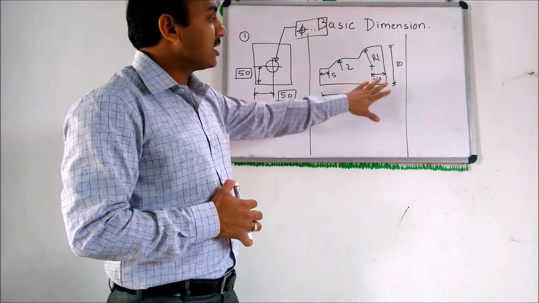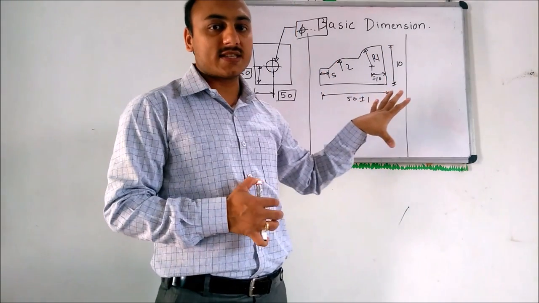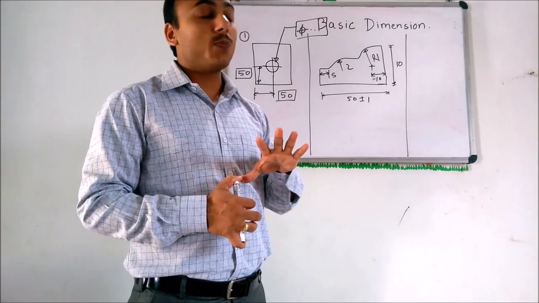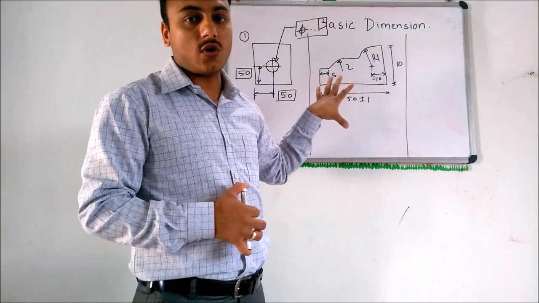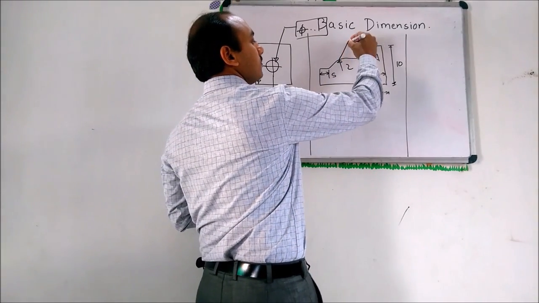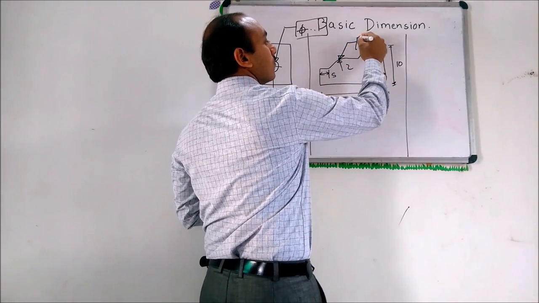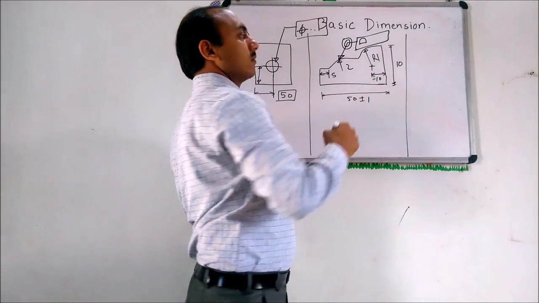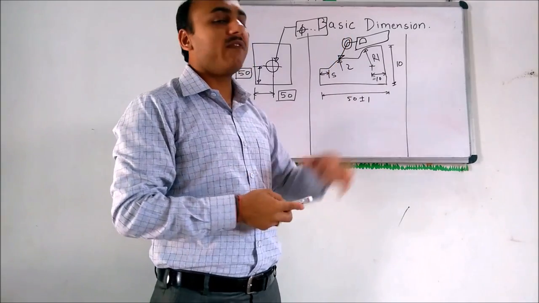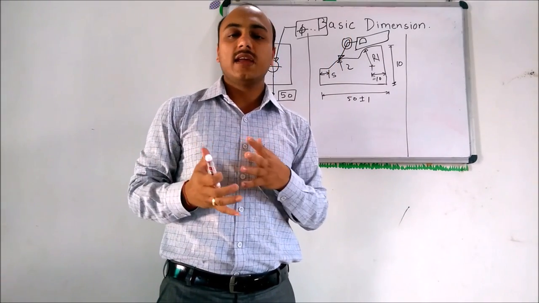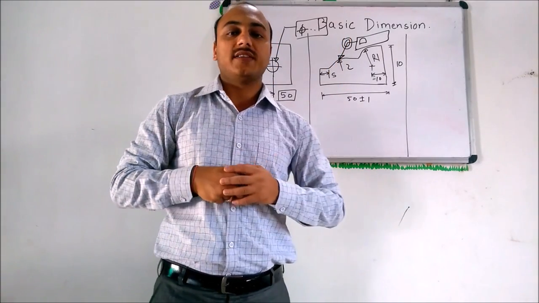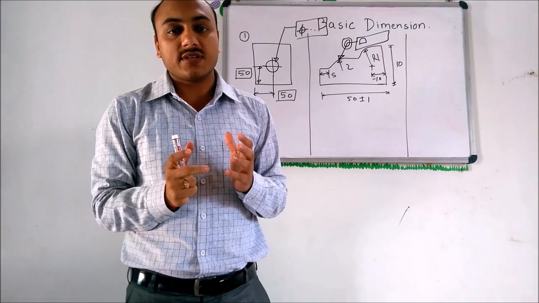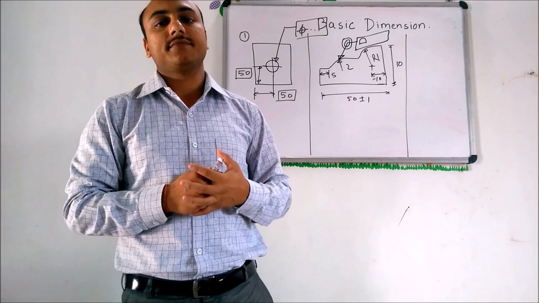In this case, as all the dimensions are basic, we need to provide a kind of profile tolerance on this all around. That is the all around symbol, which we will discuss in detail while discussing profile tolerancing. So this is how we deal with basic dimensions on the drawing.